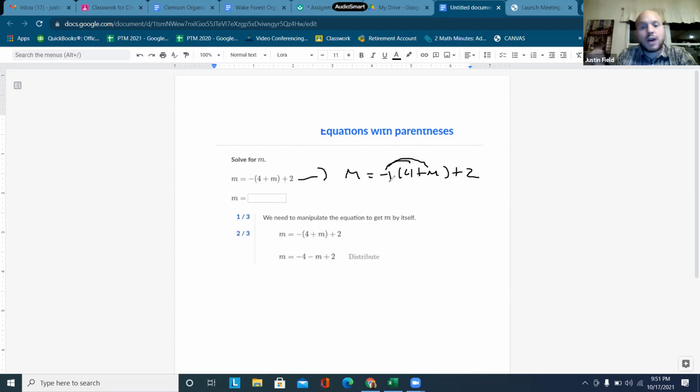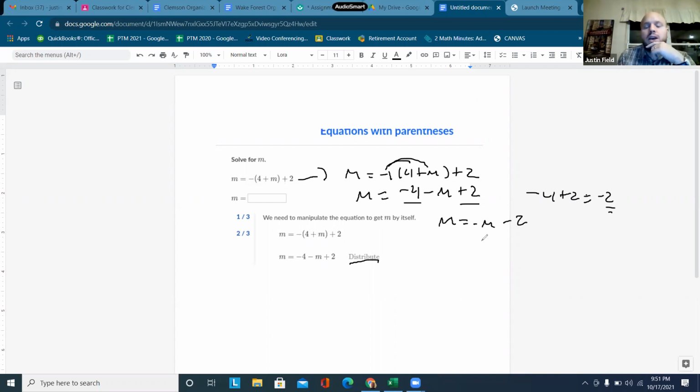So, you had said drop the parentheses and make it negative. Well, that is what it looks like, right? But what it says is distribute, and so we're distributing -1. So -1 times 4 is -4. -1 times m is -m. Bring down the plus 2, and then combine the like terms. -4 plus 2 is -2. So then we're going to write m equals negative m minus 2.